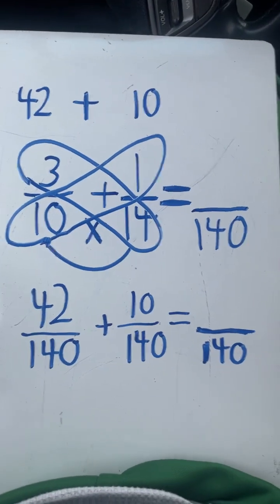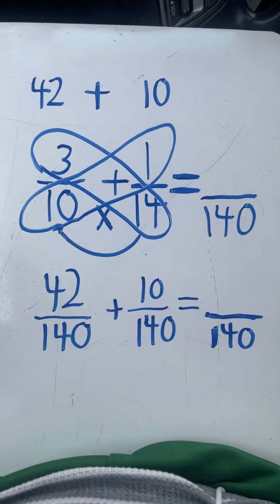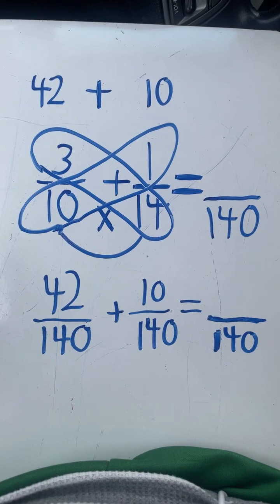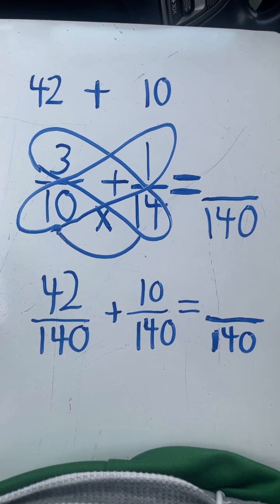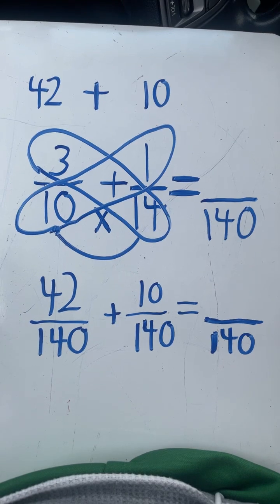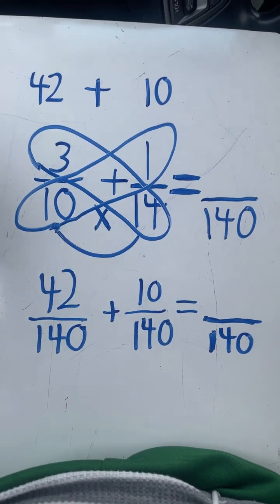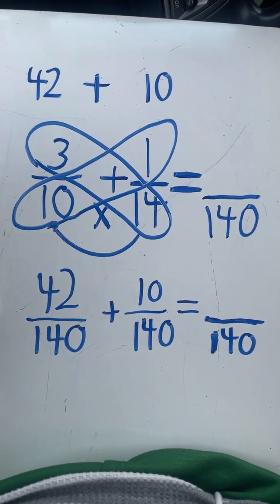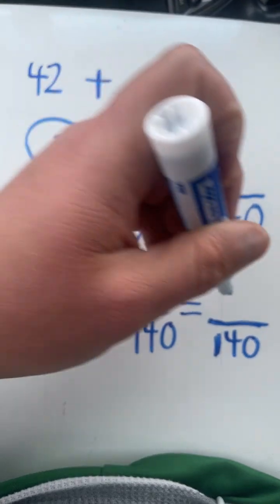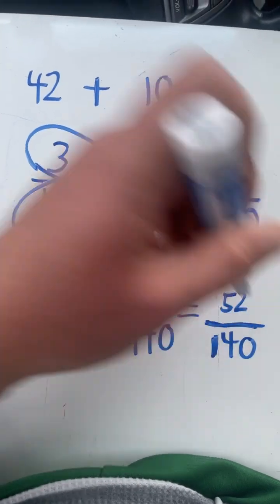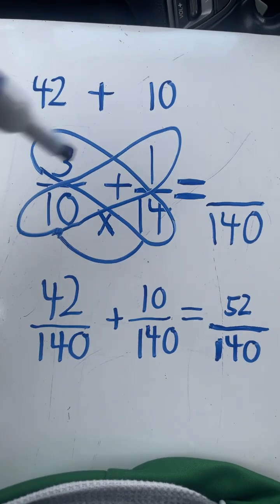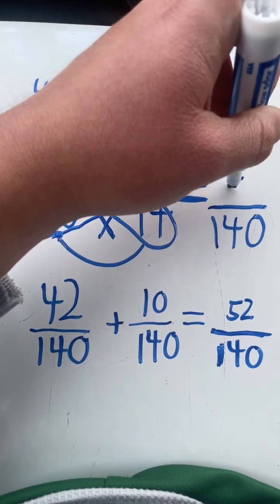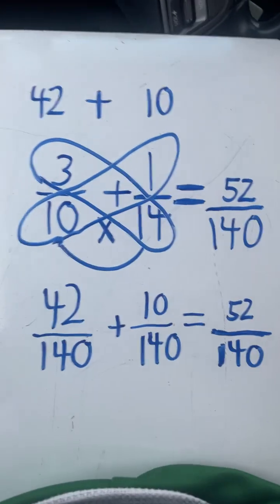And now that we have a common denominator, we can add these two numbers together. So we can now add our numerator since our denominator is common. So 42 plus 10 equals 52. And we have our final answer. 3/10 plus 1/14 equals 52 140ths.